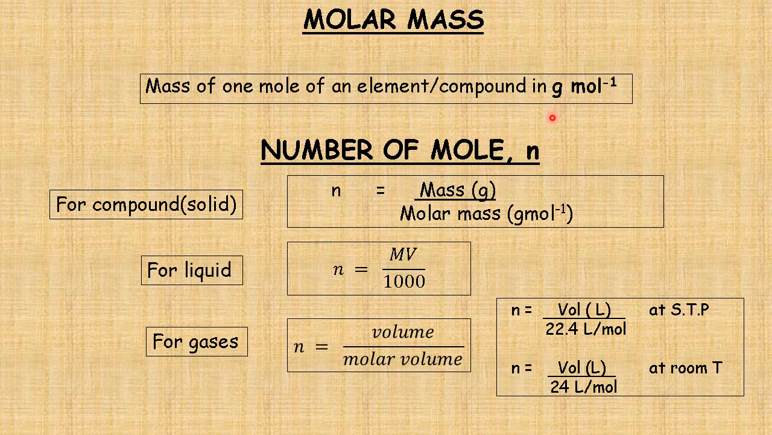Okay, now how to find a number of mole? If for a compound like solid, we're using mass over molar mass. For liquid, normally we are using mV per thousand. The V is in ml, that's why I need to divide by 1000. If the volume already in liter, you no need divide by 1000. Okay, for gas there are 2. One is STP, another one is room temperature. So we are using the volume over the molar volume, depends the condition. If STP, this one. If room temperature, this one.